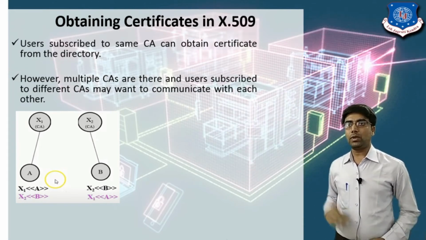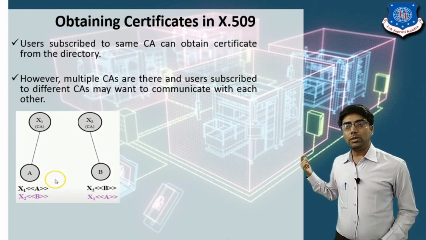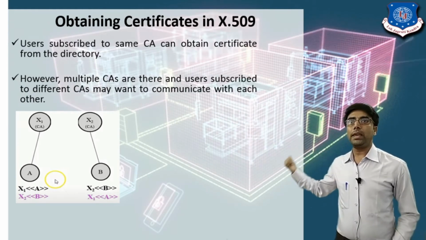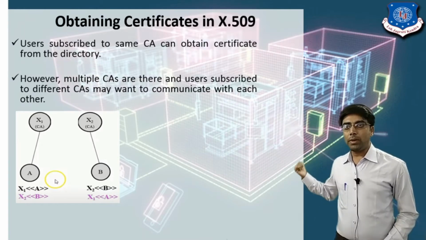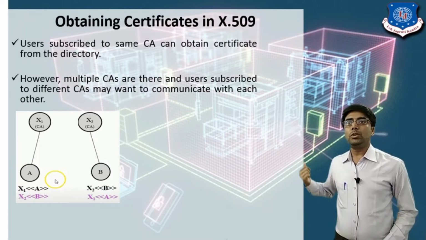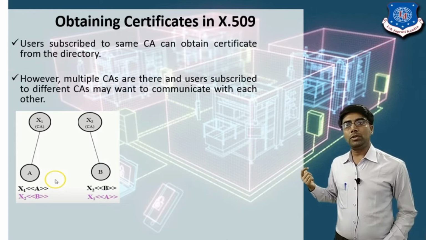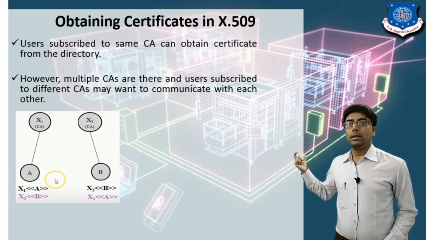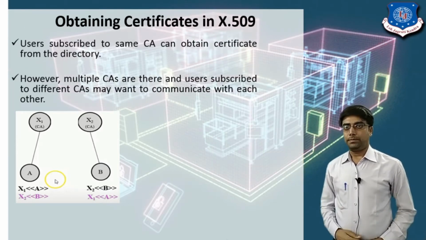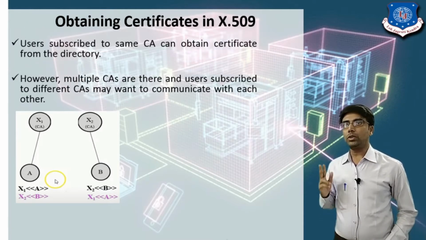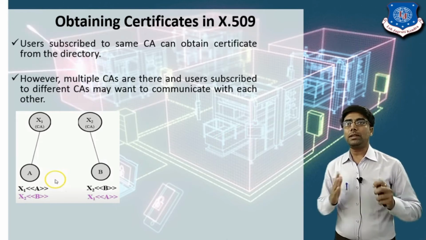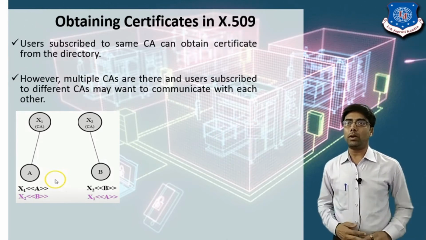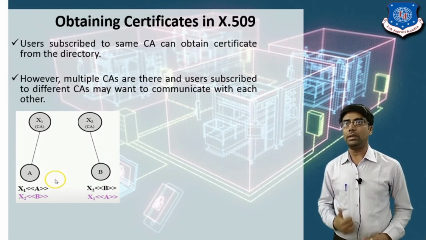The first is X1 and the second is X2. User A knows the public key of X2. Same, if user B wants to communicate with user A, then user B should have the public key of X1. So here there are multiple certificate authorities, and users subscribed to different certificate authorities may want to communicate with each other.